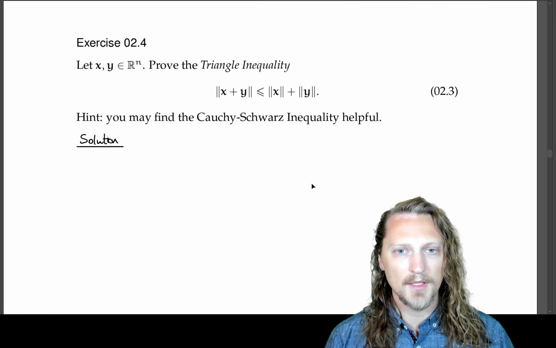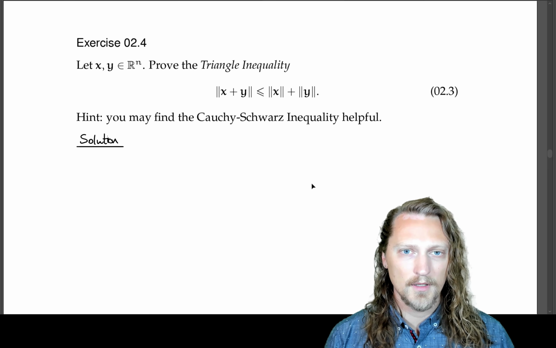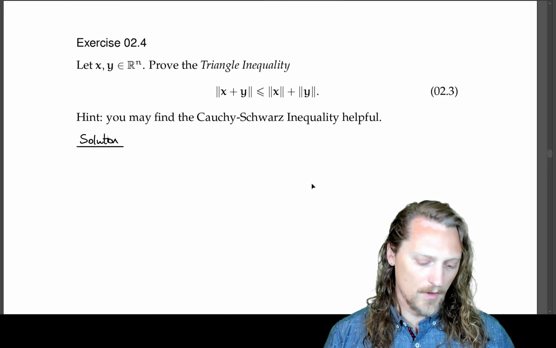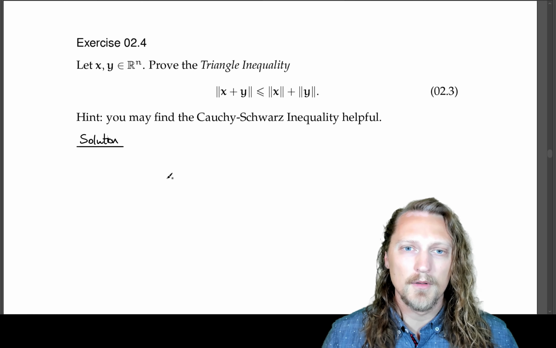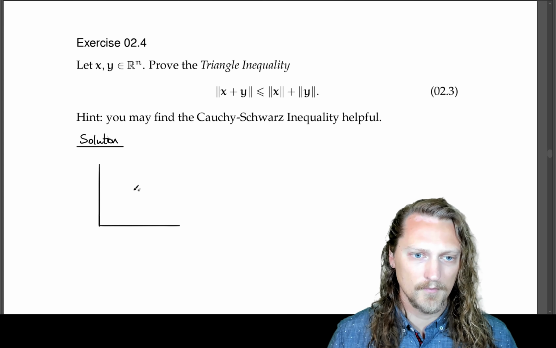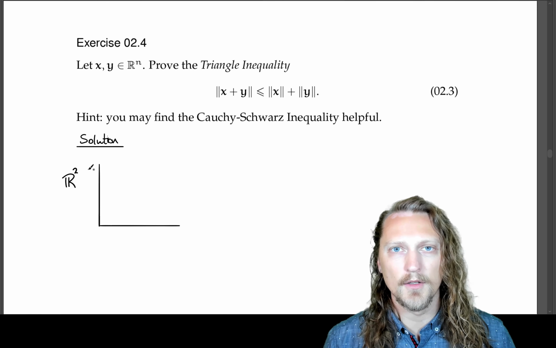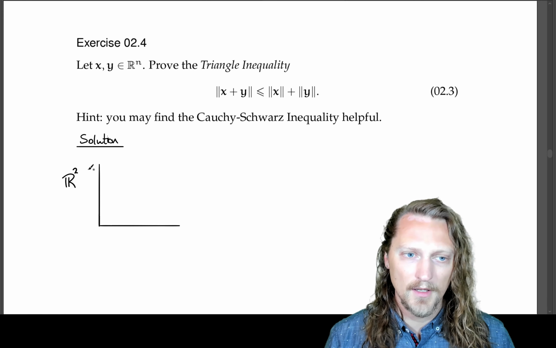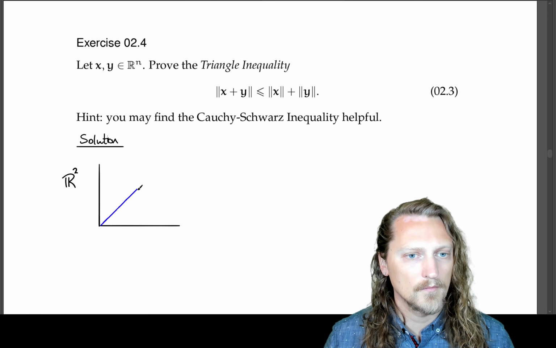First, before we begin, this is a very geometrically intuitive inequality, and it's a very popular one that's used all over the place, especially in proofs. So let's go ahead and draw this. We'll look at this drawing in R2 specifically. It's easiest to see, but in Rn, this generalizes quite nicely.